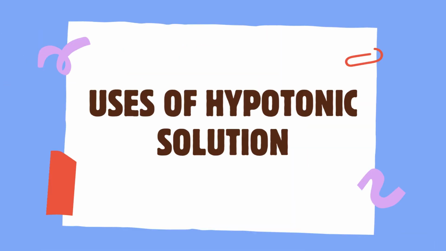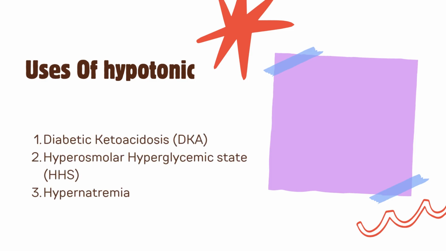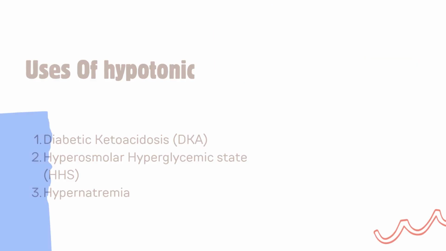Hypotonic fluid is used mainly in these conditions: diabetic ketoacidosis and hyperosmolar hyperglycemic state. These conditions cause water loss from the cell, and hypotonic fluid pushes water back into the cell. Another condition where hypotonic fluid is used is hypernatremia, when the blood sodium is too high. Hypotonic fluid dilutes the serum sodium and moves water into the cell to restore the balance.